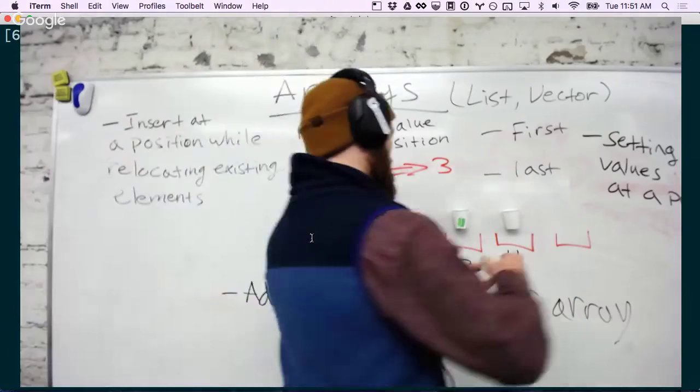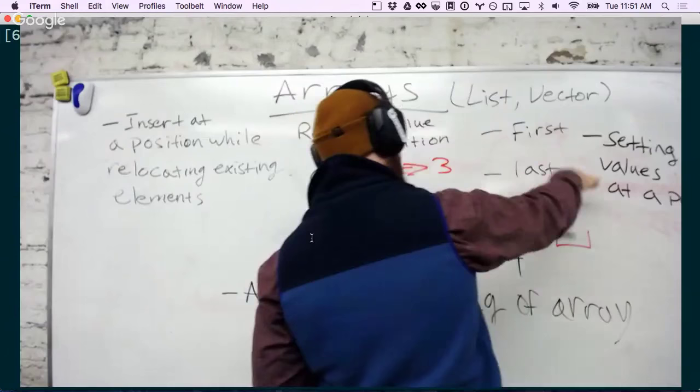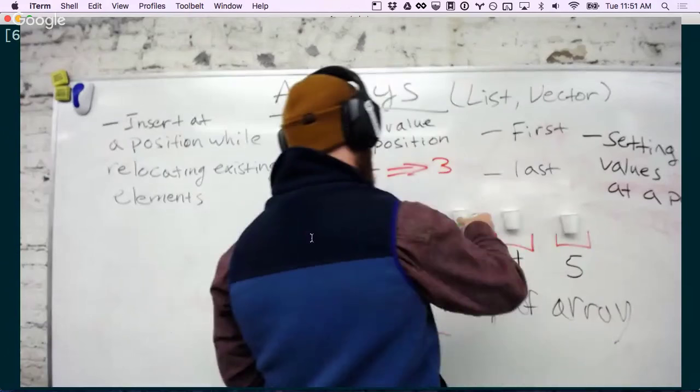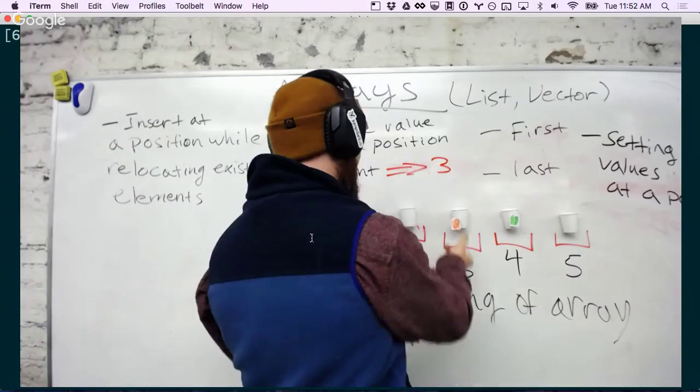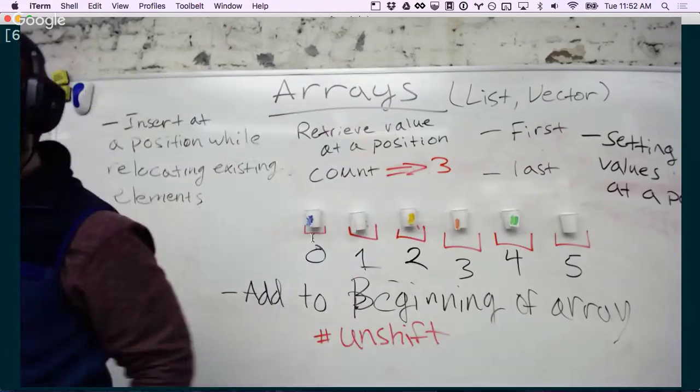And now when I move these, I'm going to move the nil from what was 4 into my newly created position 5. I'm going to move my green from what was 3 to my newly created position 4. Move 2 to 3. And finally, my new value yellow can go into position 2. So insert is what we do.